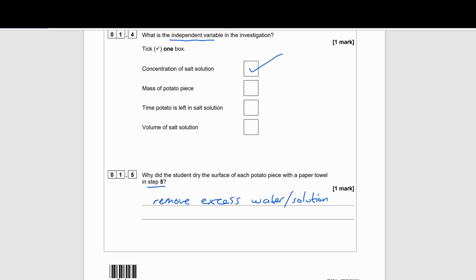However, why do you want to do that? Well, if water or solution remained, what would happen to the reading? It would be higher.